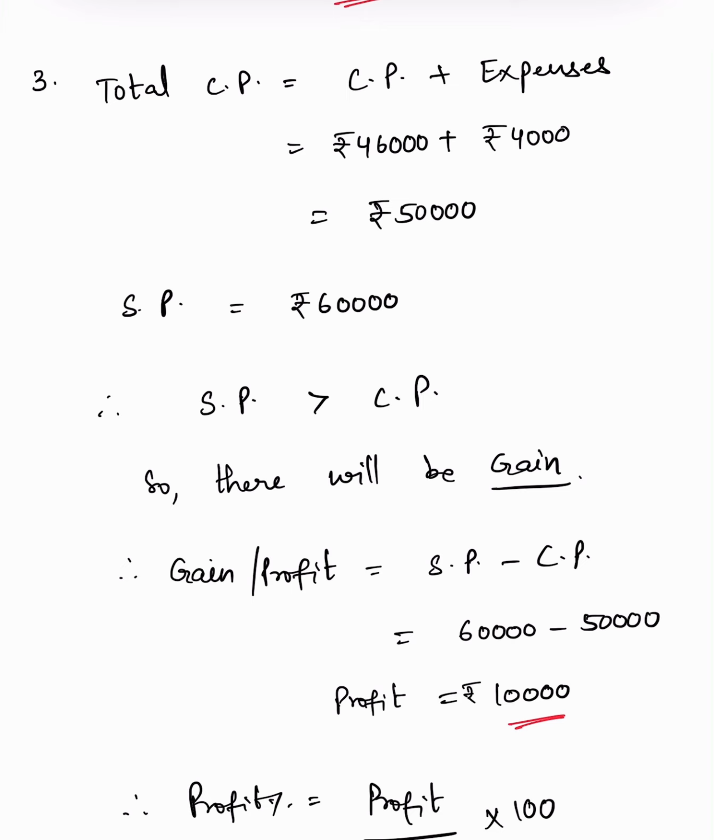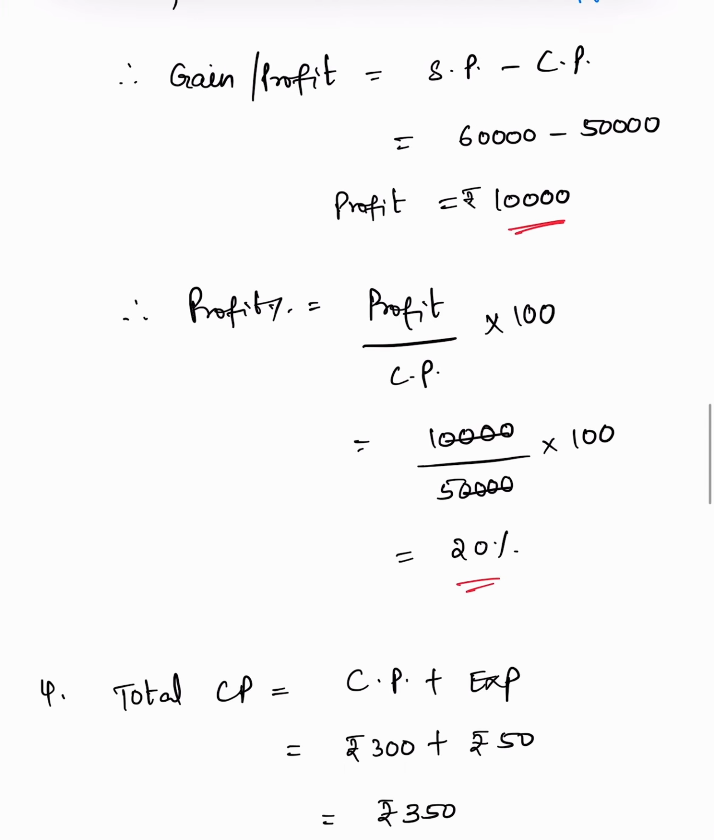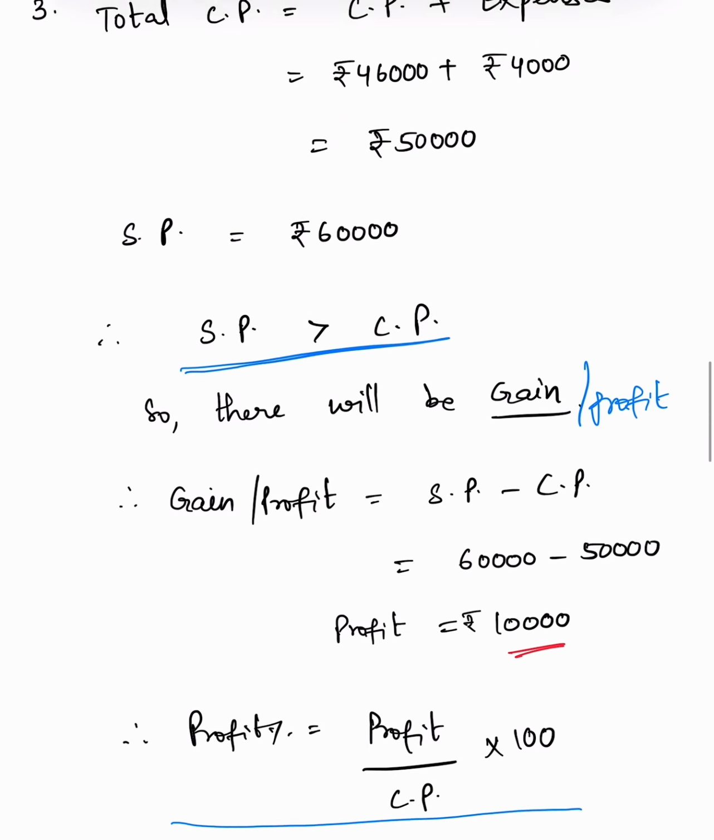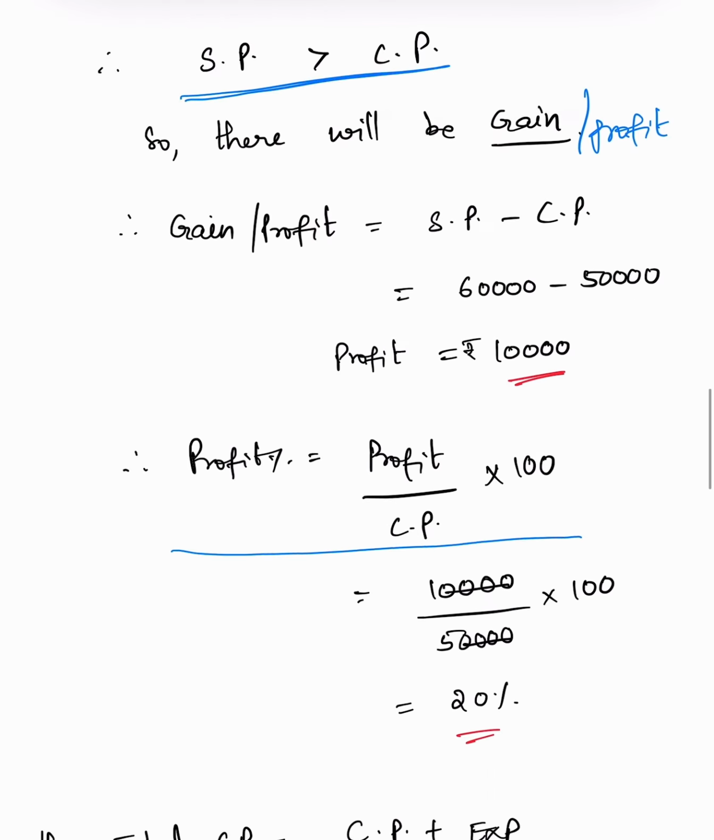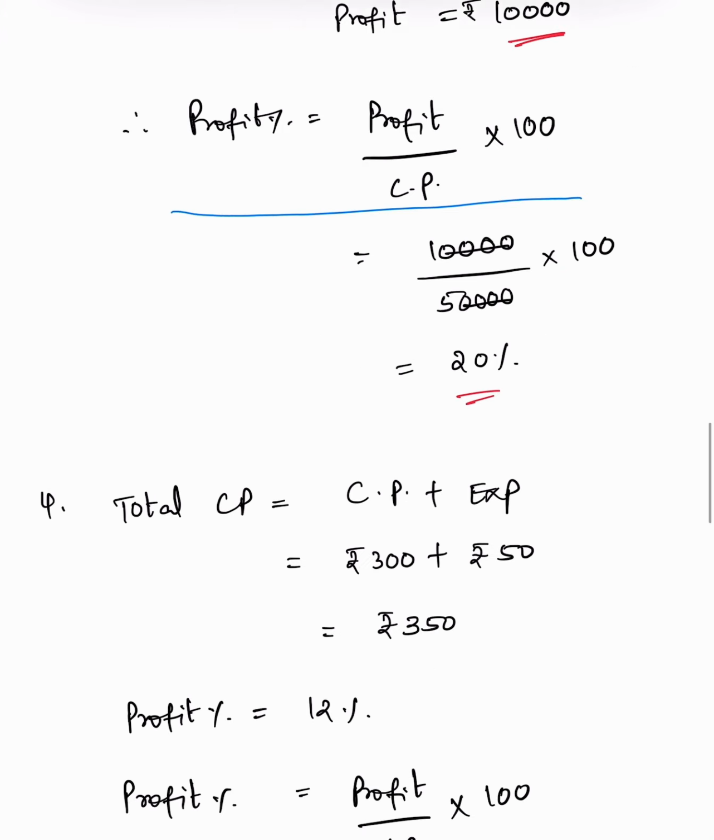Here SP is greater than CP, so there will be gain or profit. So what is the gain or profit here? Selling price minus cost price, which is equal to 60,000 minus 50,000. So the profit is 10,000 rupees. What is the profit percentage? Profit percentage is profit by cost price into 100. We know that we have to consider 50,000 as the cost price here. So profit 10,000 by cost price 50,000 into 100, which is equal to 20% is the profit percentage here.